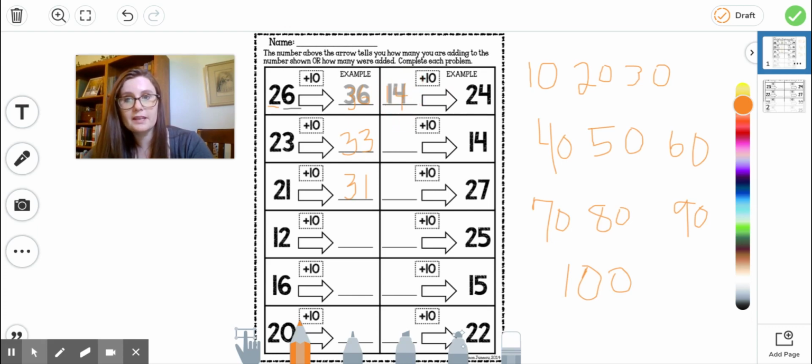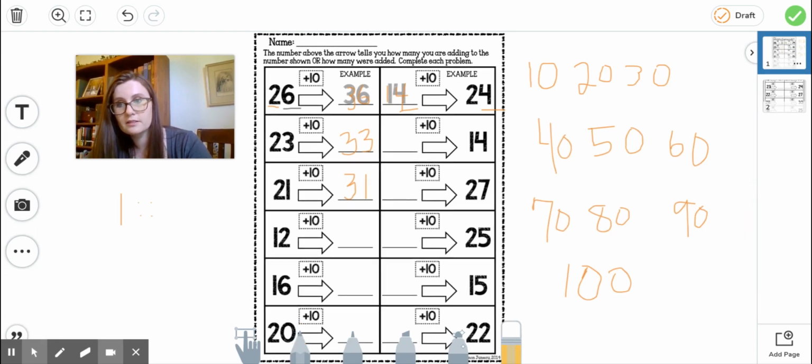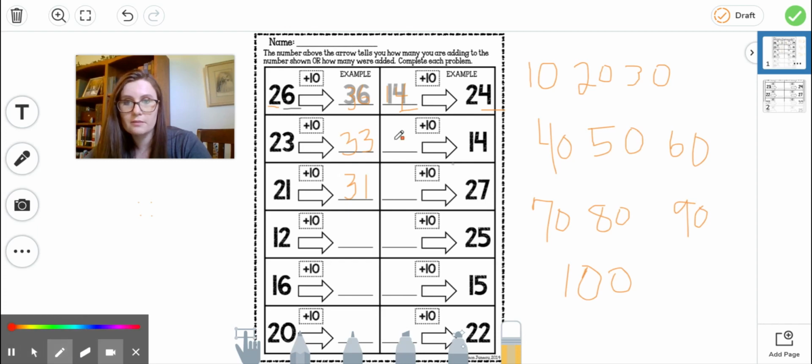This time, I can check my work. Yep, my ones are the same. And my 10 went up by 1 or went down by 1. 14. Now this one's a little bit tricky because when you have 1 ten and 4 ones, and then all of a sudden you erase or subtract that 10, you're only left with 4 ones. So your number becomes 4.